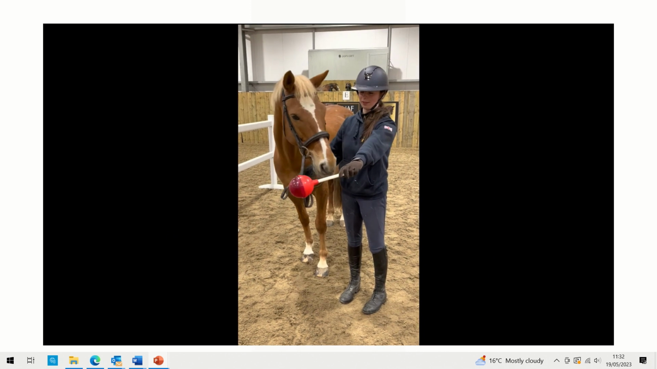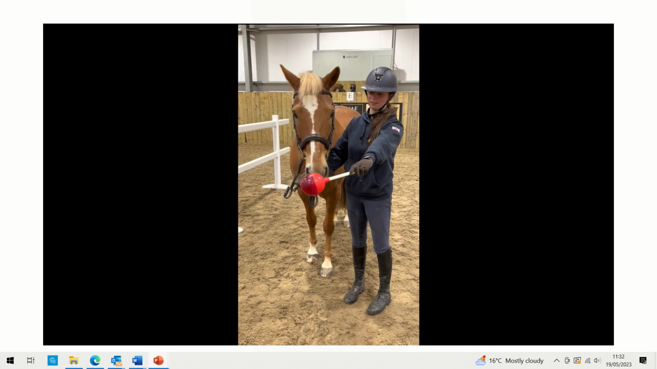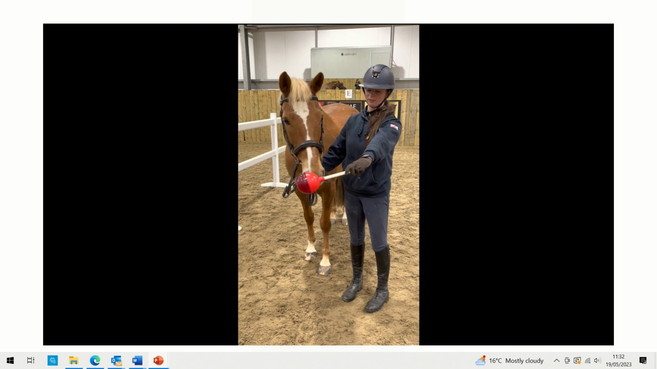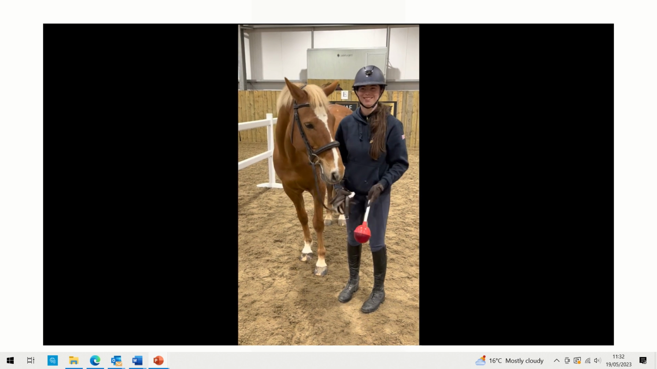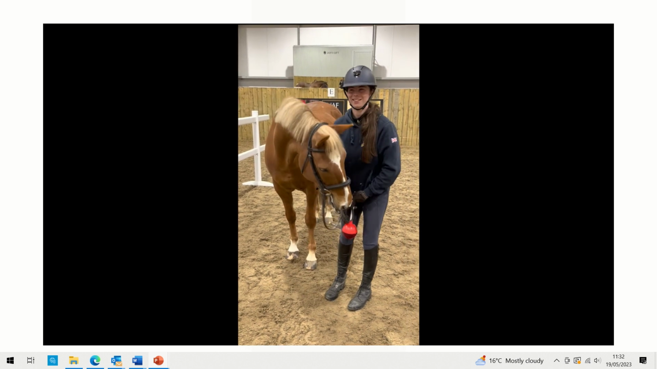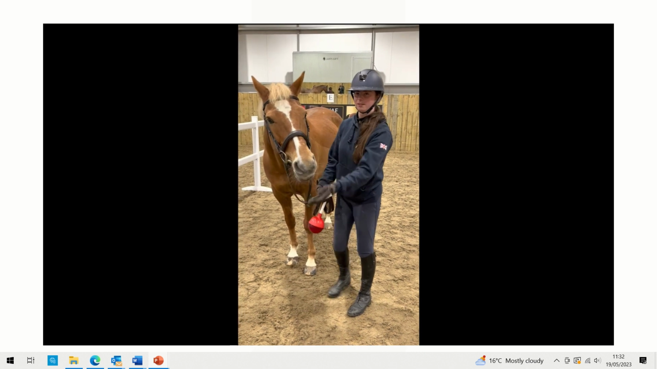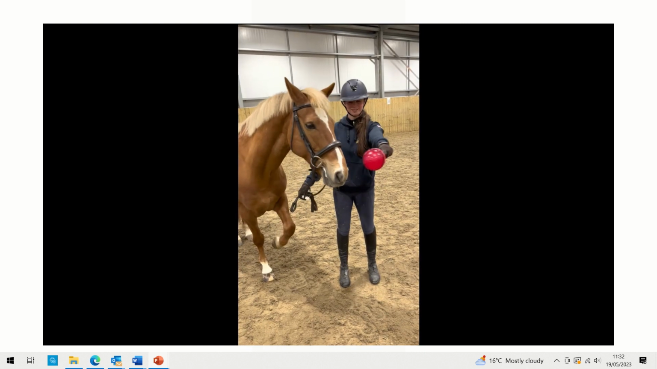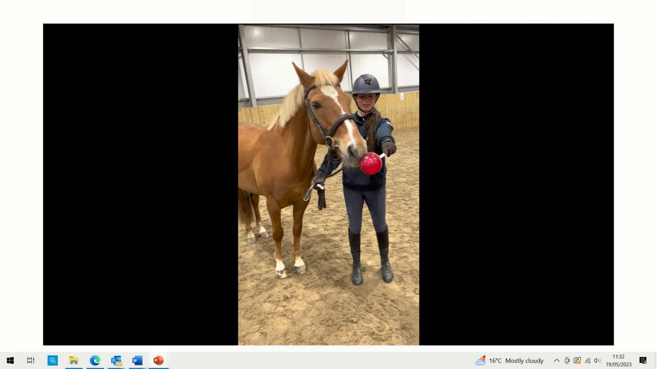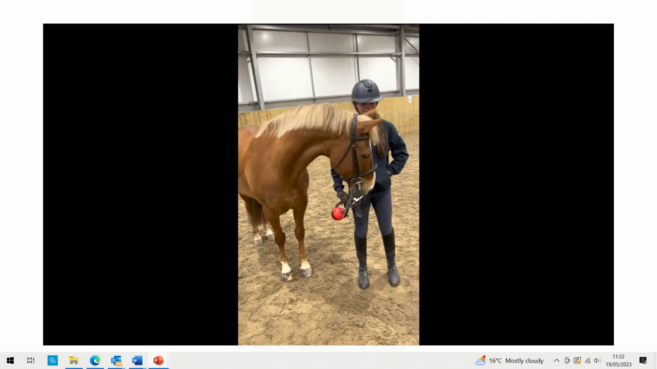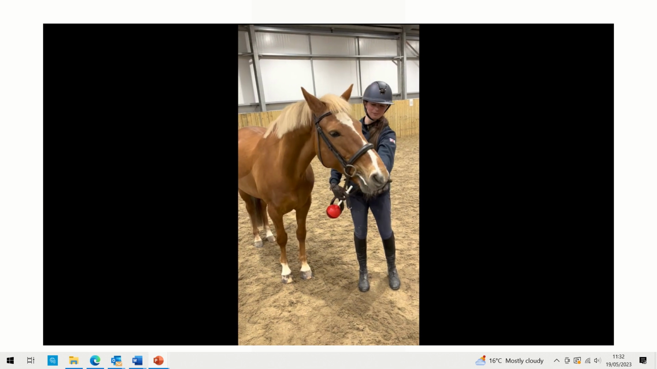And then when he touched the target, I marked it by clicking and then rewarded him using positive reinforcement from the pony nuts. Again, ignoring the behaviours that I didn't want, like here he lifts his leg up, that's quite common for him, so I just ignored that.